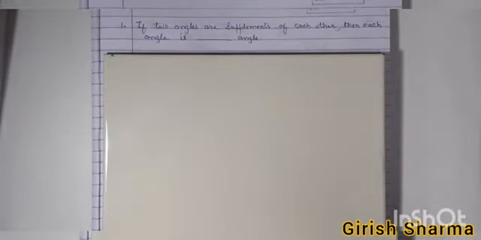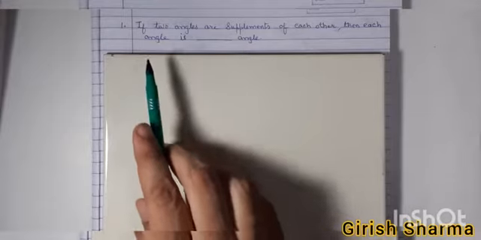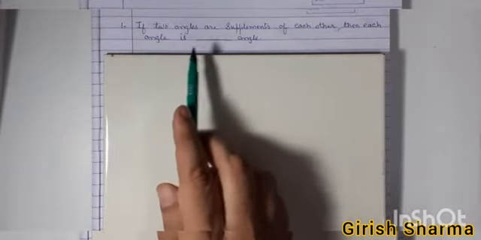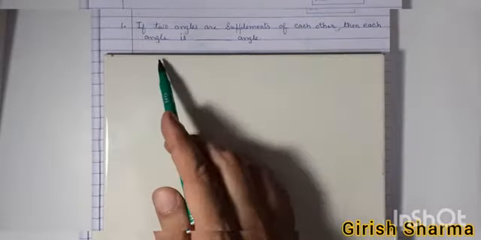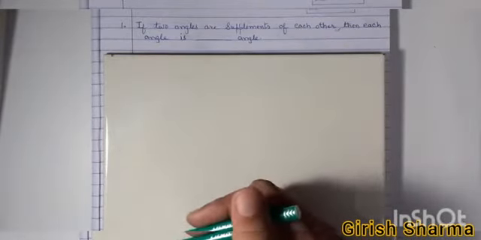Yes, hello students. Today we are going to start some objective questions of lines and angles chapter. It is very easy. Try to solve it. It's very easy, no? It depends on our basic concepts. First question is, if two angles are supplements of each other, then each angle is dash angle.